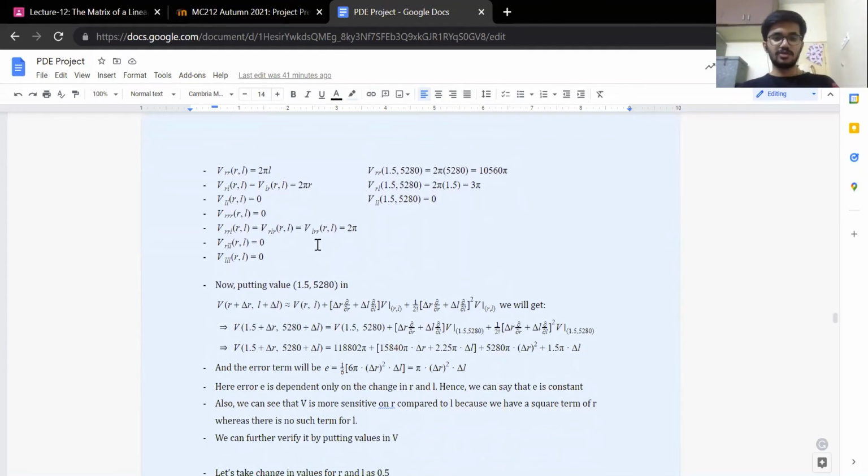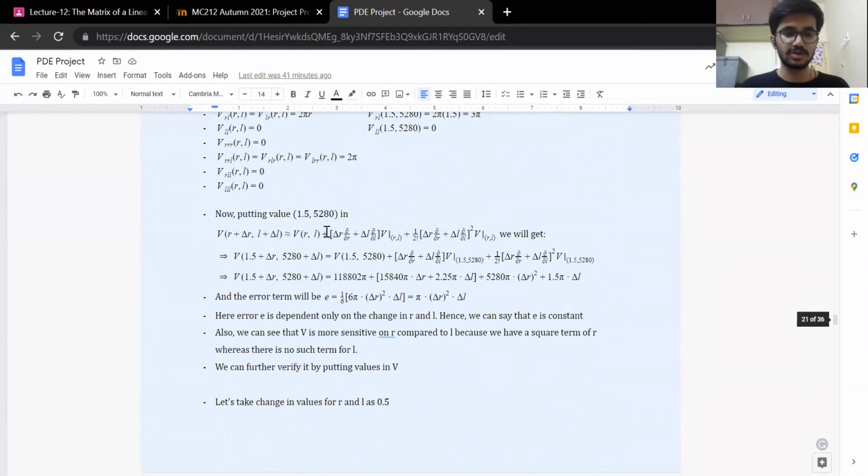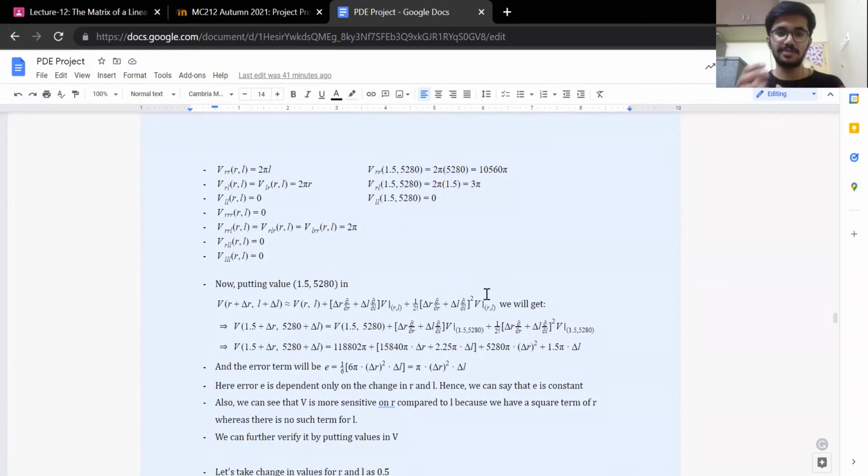So putting the values that were given, like diameter and length, we obtained the quadratic approximation of volume in terms of delta r and delta l. Also, we found the error term in the form of delta r and delta l. And we are assuming that everything is completely dependent on r and l, so assuming that our error is also constant. It's not like it changes.